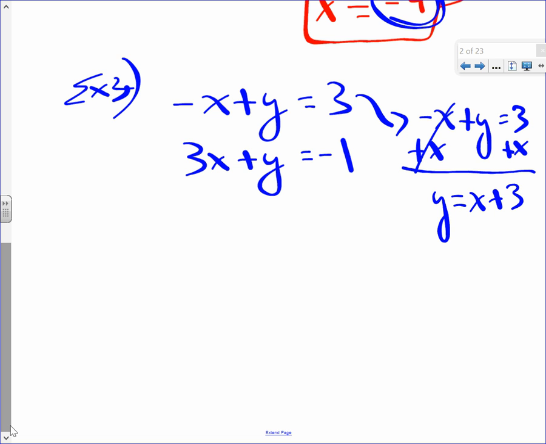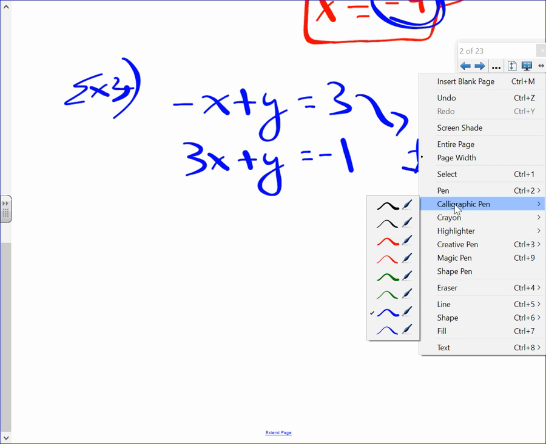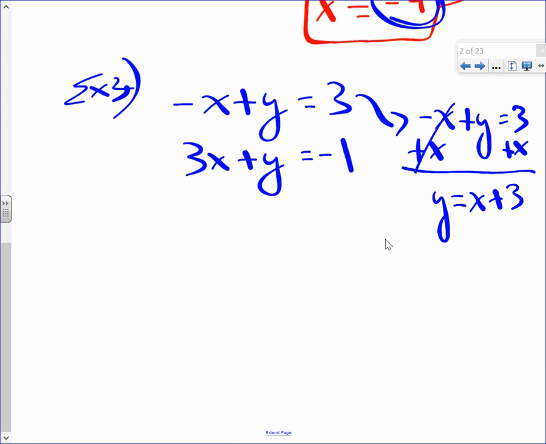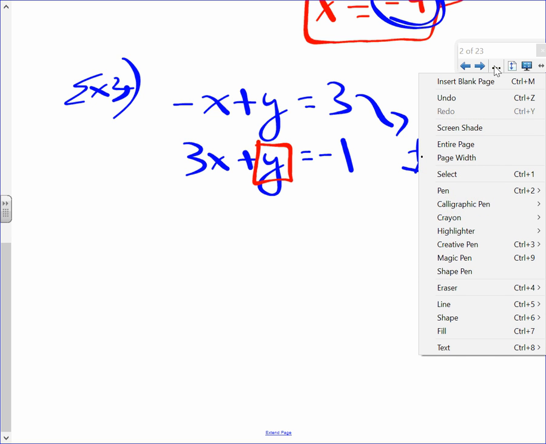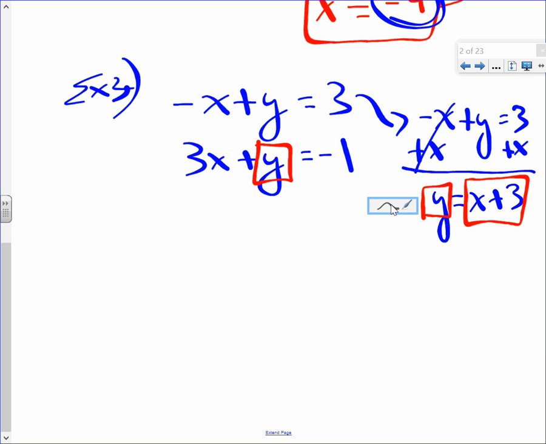What's step 2 say? Substitute this value into the other equation of the system. Here we go. Look at this y value. I'm going to box the y, and I'm going to substitute it into the other equation. I'm going to swap them. I'm going to put the x plus 3 for the y in the second equation. Stop me if I'm going too fast.